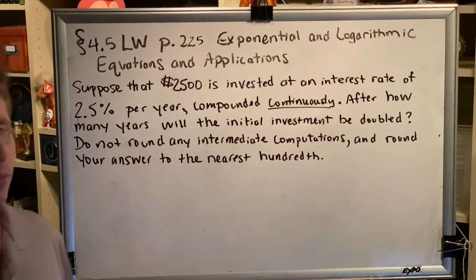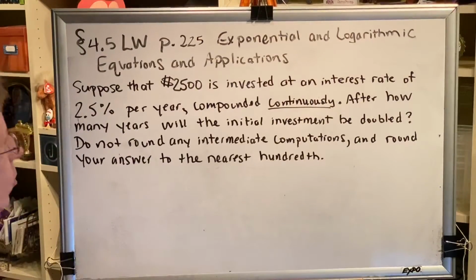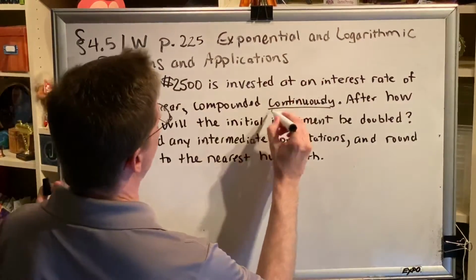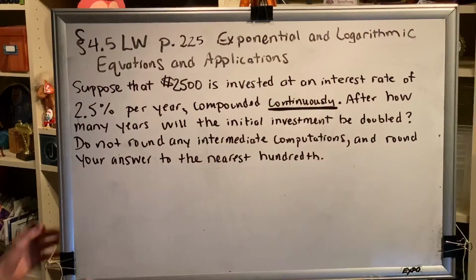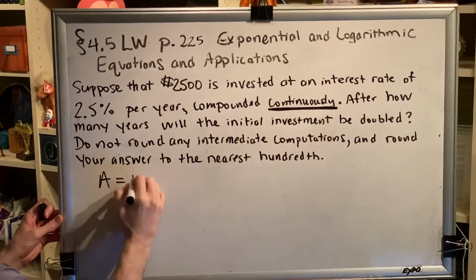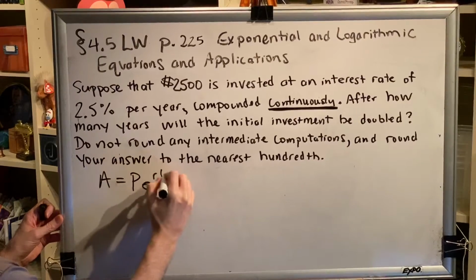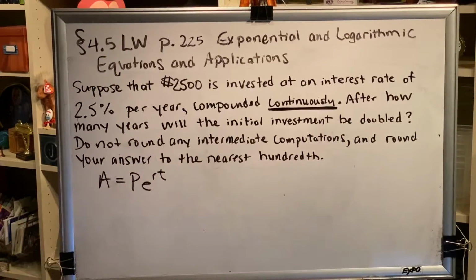Okay, so when we see a problem like this, the first thing you want to pay attention to is this. Does it contain the word continuous or continuously? Because if it does, then the formula that we need to use is A equals Pe to the rt. So continuously says we should use this formula.